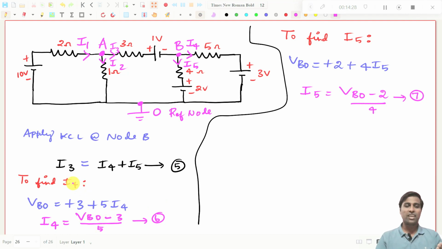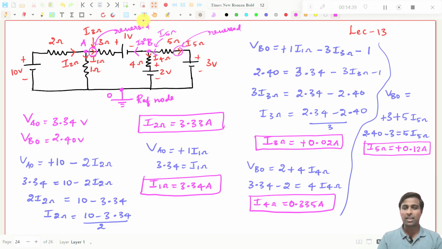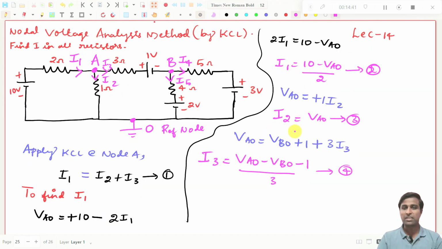Now you see, I know what is I3 already. I know what is I4 and I know what is I5. Substitute in this expression, you will get a VAO and VBO expression. And also you can substitute these values, that means I1, I2 and I3, in this expression, and you will get another expression. So you solve the two, you will get VAO and VBO.